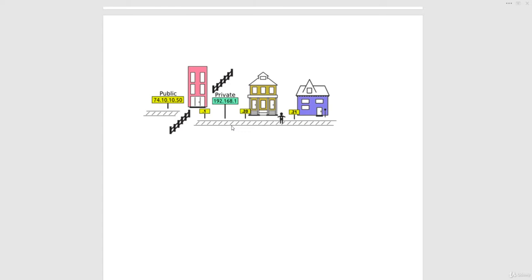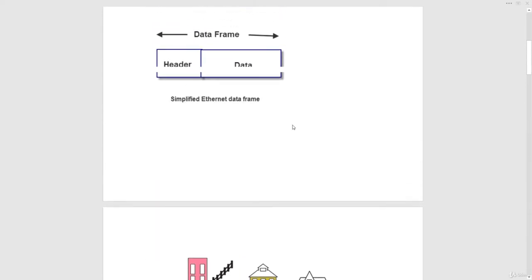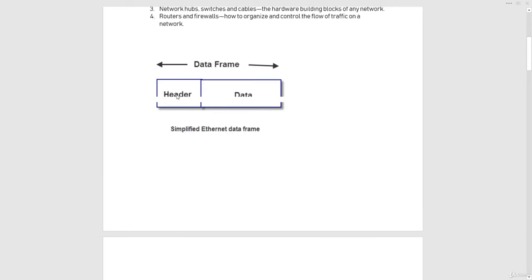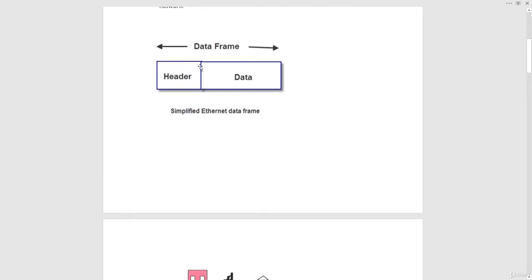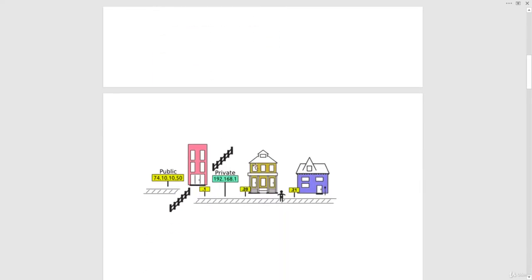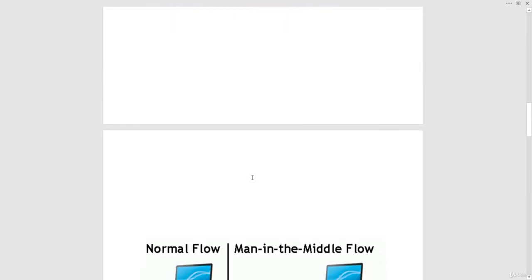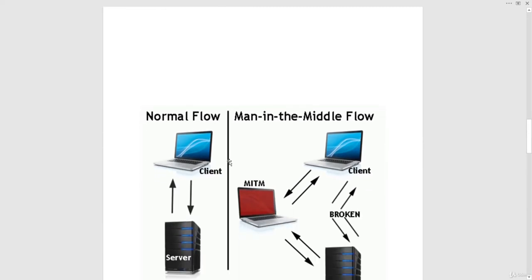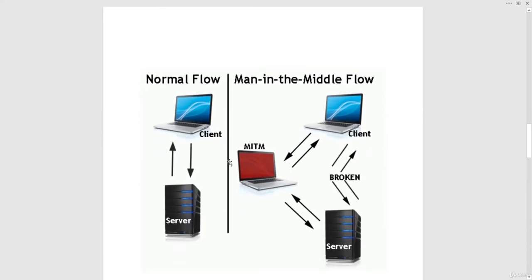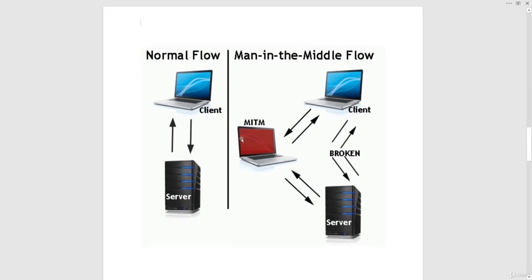The final data frame will look something like this. It will just contain the header and the data. The data is your portion of data, and the header contains your destination MAC address, so as to confirm that this data frame is delivered to that particular node connected to the network. So we just got the basics about the ARP protocol. Now let's see the man in the middle flow.